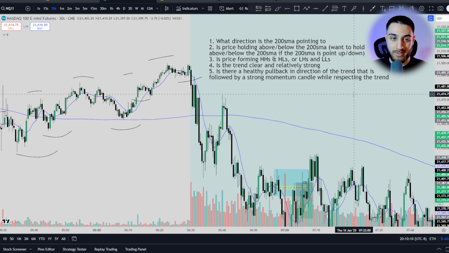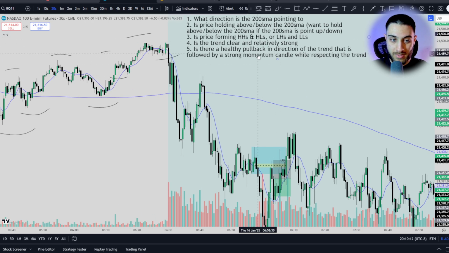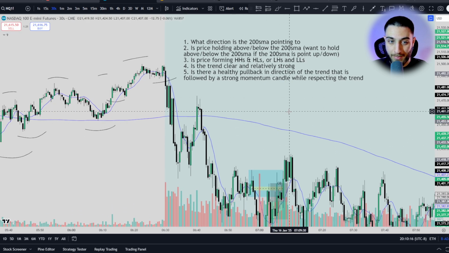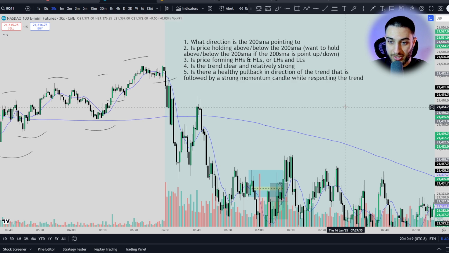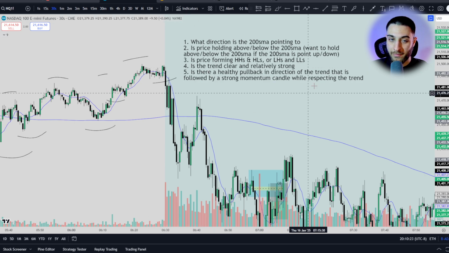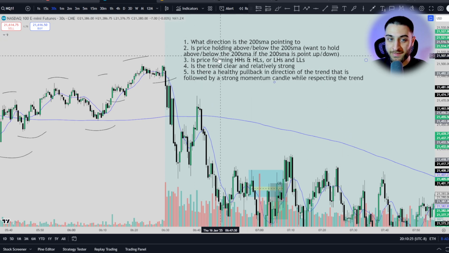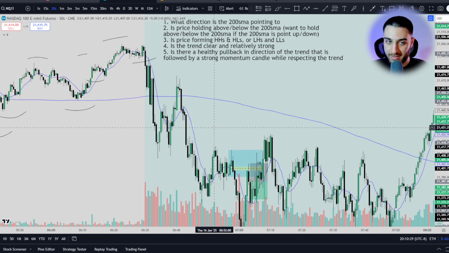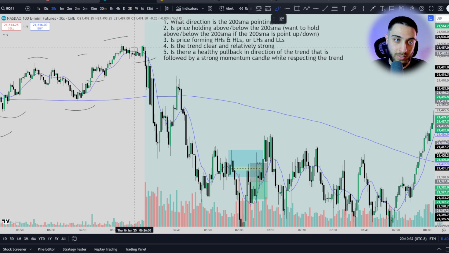I think that's a better way to phrase it, because these rules are how I determine my bias for the day, right? If the 200 SMA is pointing above, we are holding above price action, and price is forming higher highs and higher lows, then I'm going for an uptrend. But if price falls below the 200 SMA, holds below it for a while, and is forming lower highs and lower lows, that's when I'm looking for a downtrend play.